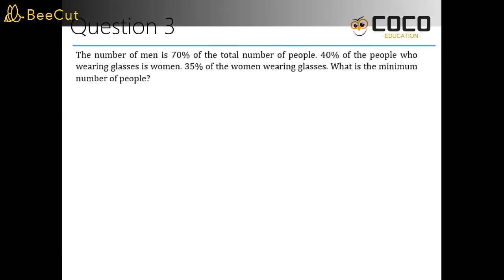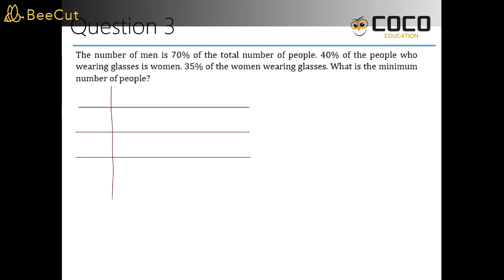Then let's take a look at question 3. So we can draw a table. Then here we have the number of men, the number of women, and the total. After that, we have those wearing glasses and those that's not wearing glasses. Then the total.